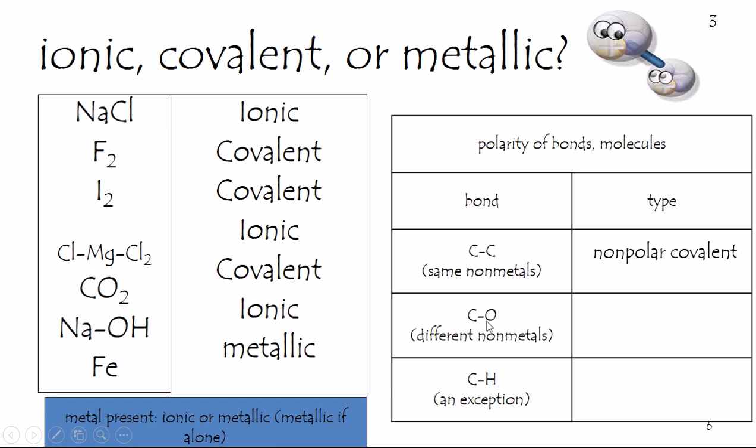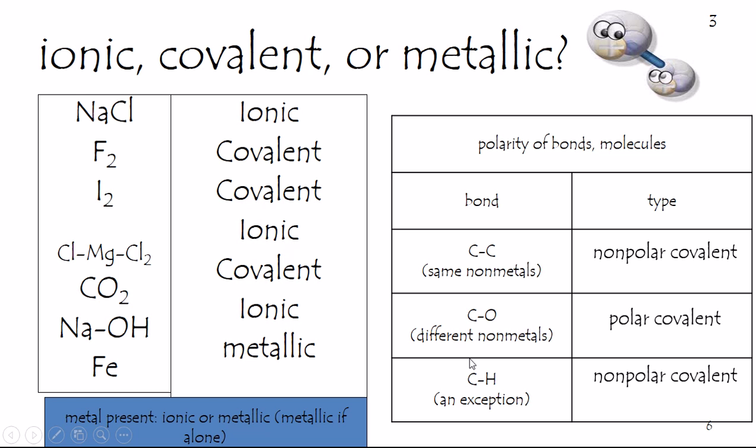A carbon to oxygen bond would be a polar covalent bond. Since oxygen is closer to fluorine on the periodic table, it has a higher desire for electrons. It only needs 2 more, for example, to obtain a full outer shell. And so when you have 2 different nonmetals, that's a polar covalent bond, and those are very common.